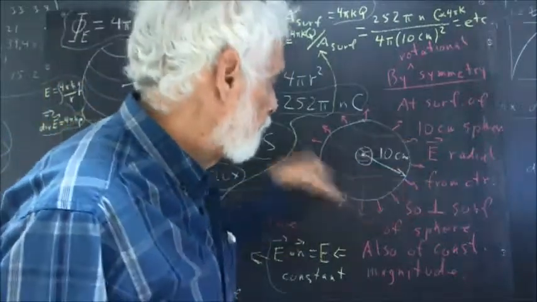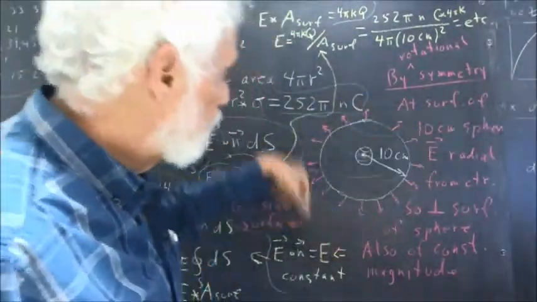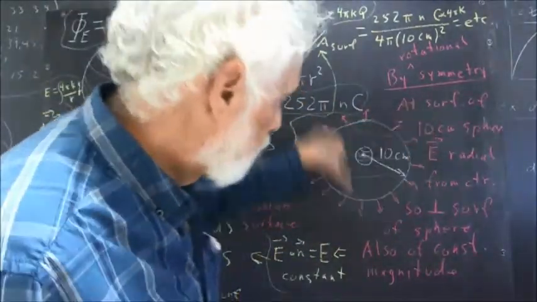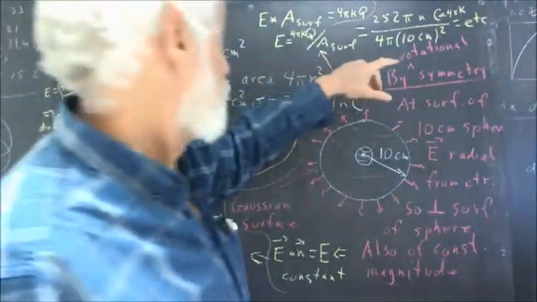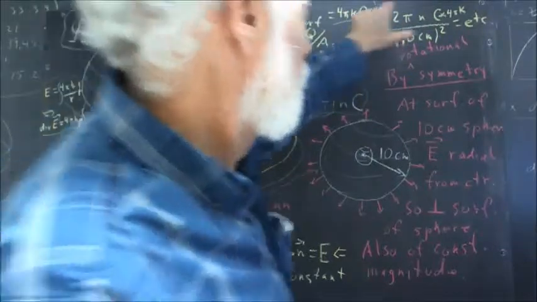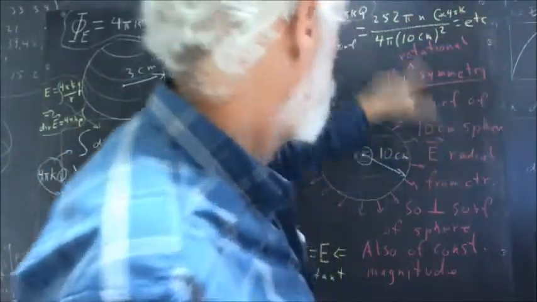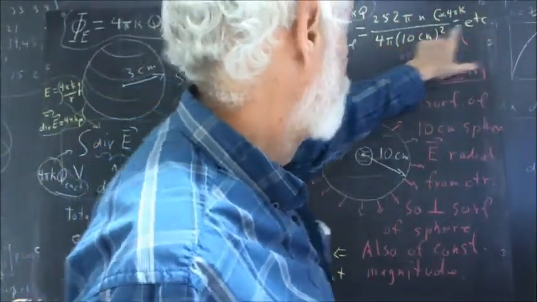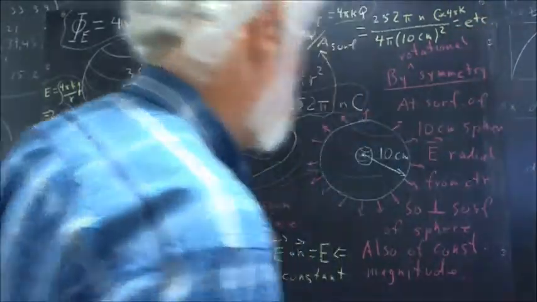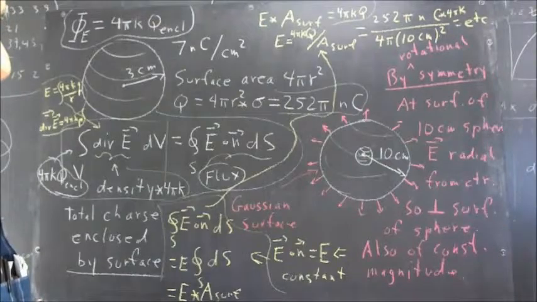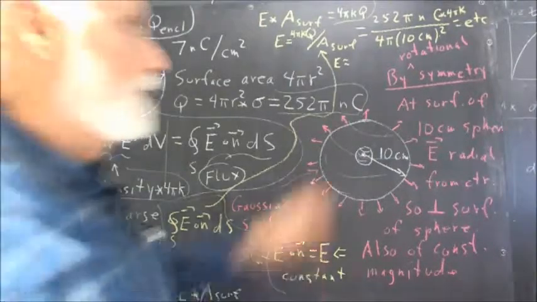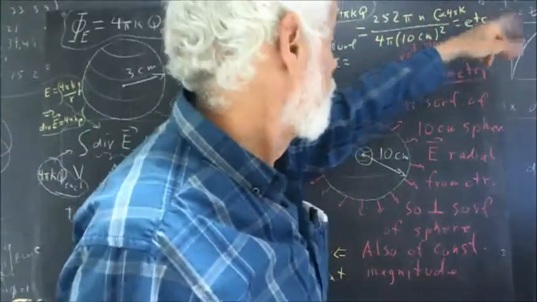So this field of equal magnitude and always perpendicular to the surface of the sphere, as we see by the rotational argument, has to be then the total charge enclosed times 4 pi k divided by the surface area. And I just put an etc. up there. It's very easy to complete the calculation. Okay, now just to complete the thing, I'll do the etc.